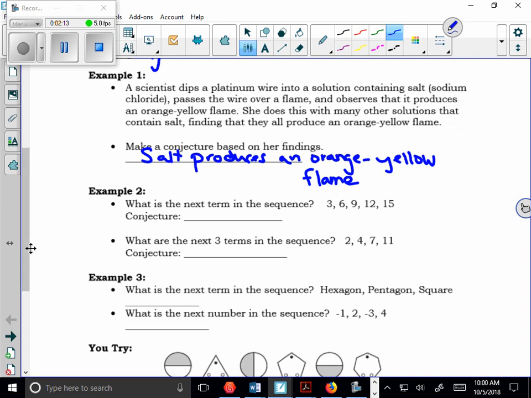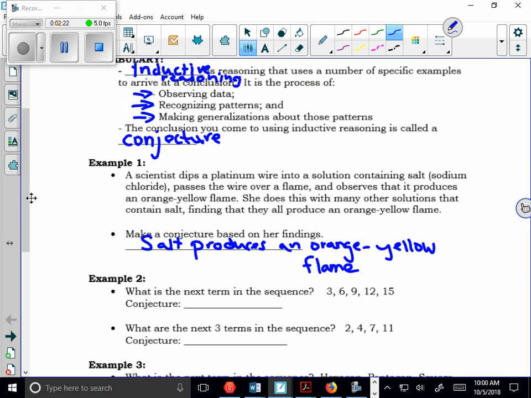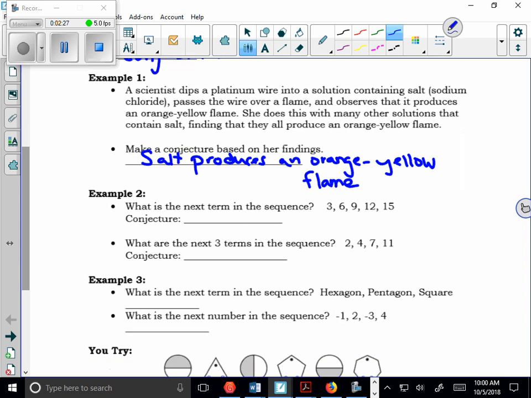Another example is number 2. It gives us a sequence of numbers and asks what the next term in the sequence is. This goes back to one of the first things we said in these notes about recognizing patterns. If I look at this set of numbers, I want to see what's happening between them. Between 3 and 6, 6 and 9, 9 and 12, what's happening there? This is a relatively simple example. For each of these, I'm just adding 3 to get to my next number in the sequence. So my next term, if I add 3 to 15, is going to be 18.